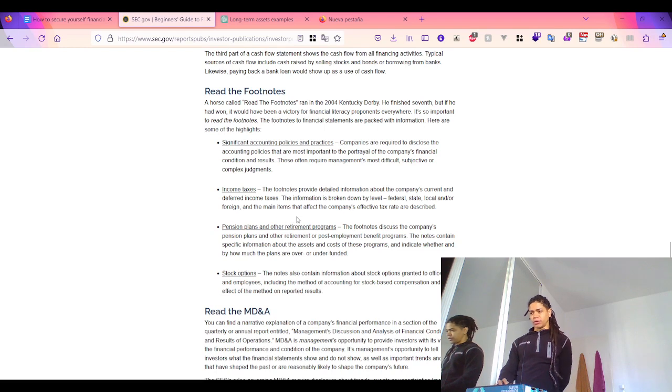Pension plans and other retirement programs. The footnote discusses the company's pension plans and other retirement or post-employment benefit programs. The notes contain specific information about the assets and costs of these programs and indicate whether, and by how much, the plans are over or underfunded.